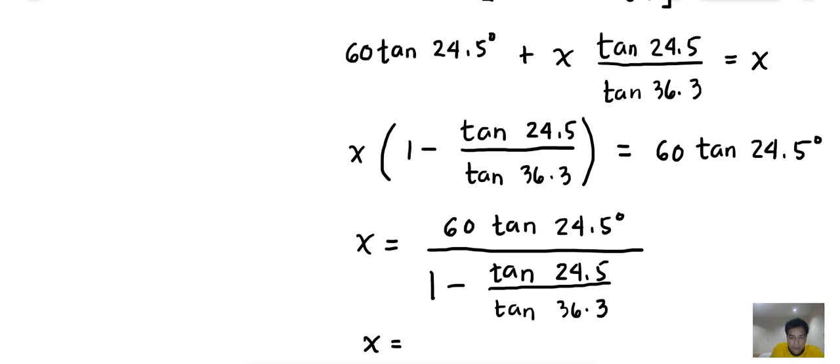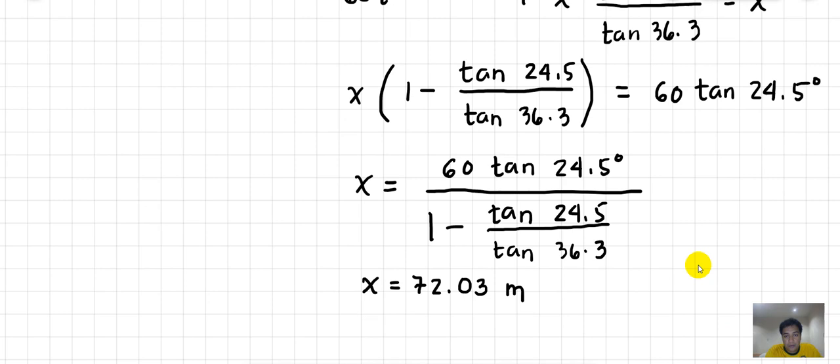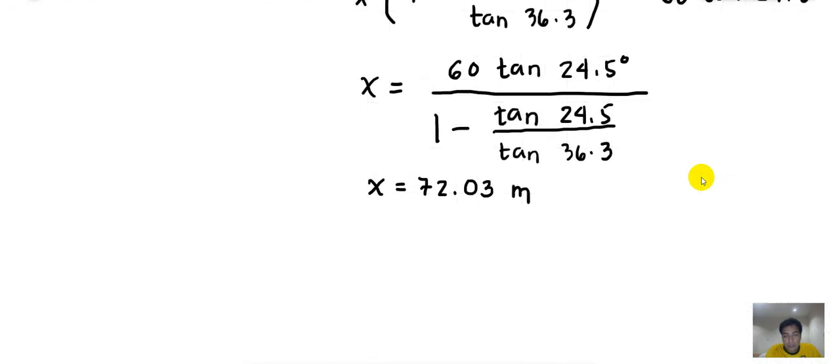So therefore x is equal to 72.03. Since the unit is meter, this also has a unit of meter. So therefore, our conclusion to answer the question of the problem, the height of the hill is 72.03 meters.